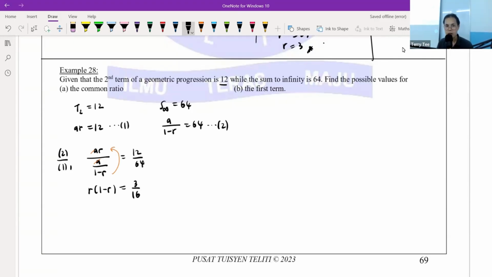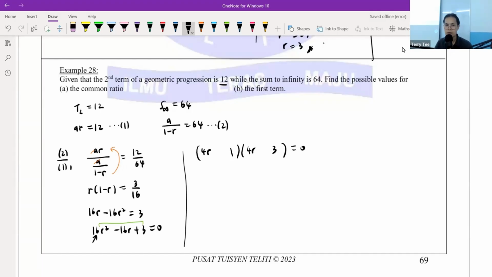So what we have here is a quadratic equation. You can multiply the 16 up. 16r(1 minus r) equals 3. Rearrange it: 16r squared minus 16r plus 3 equals 0. And let's double bracket factorize them. What is a factor of 16? 16 and 48. 4 and 12. Minus, right? They're both negative. r is 1 over 4 and r is 3 over 4.